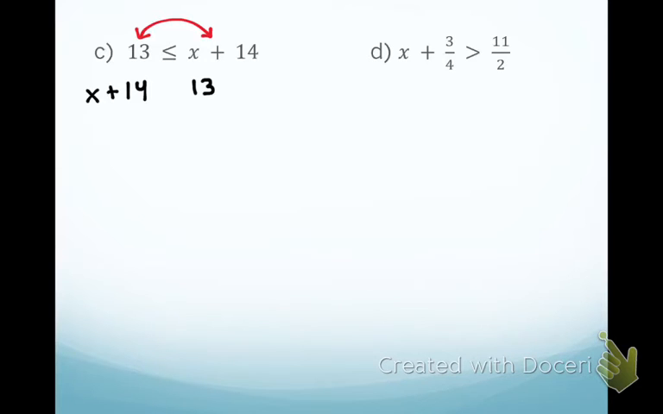Now, if I switched those things on opposite sides of the inequality symbol, guess what I need to do with the inequality symbol? I need to flip it also, okay? So instead of it saying less than or equal to, what do you think it's going to say? Greater than or equal to. So now this looks like a normal problem. X plus 14 is greater than or equal to 13. MJ, what should I do?